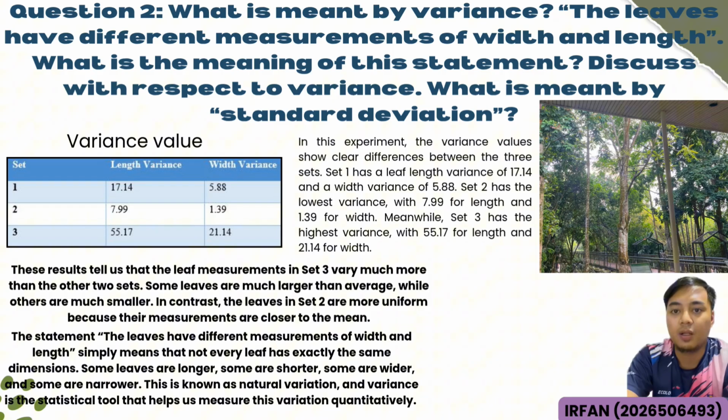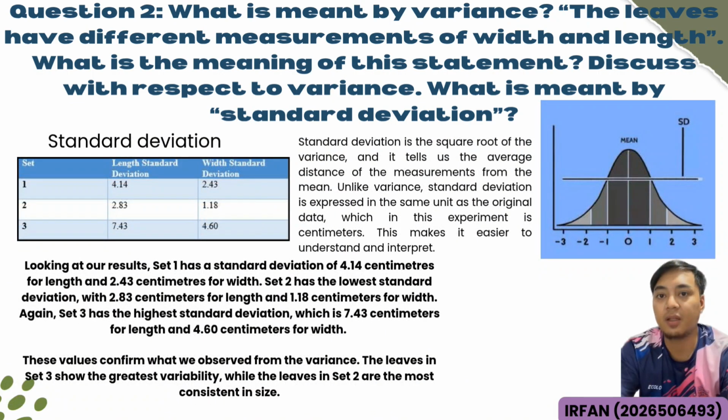The statement that the leaves have different measurements of width and length simply means that not every leaf has exactly the same dimension. Some leaves are longer, some are shorter, some are wider, and some are narrower. This is known as natural variation, and variance is the statistical tool that helps us measure the variation quantitatively. Next is standard deviation.